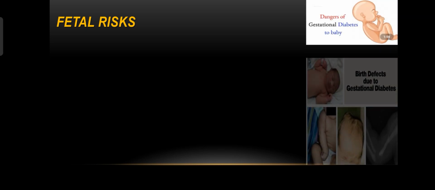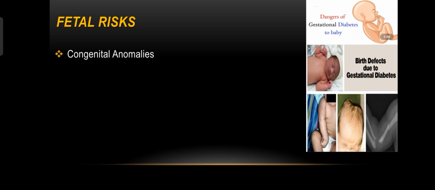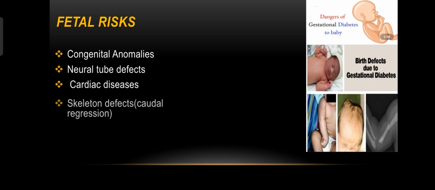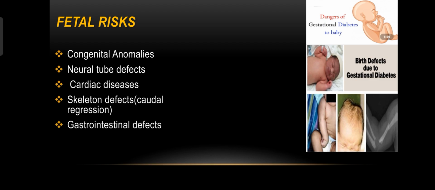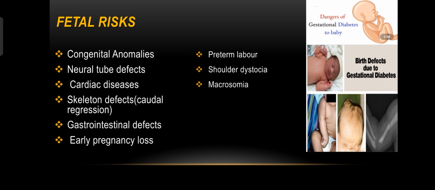What are the fetal risks? The most important and dangerous risk is congenital fetal anomalies including neural tube defects, cardiac defects, skeletal defects, and the specific anomaly known as caudal regression, while the most common anomalies are cardiac diseases, gastrointestinal defects, early pregnancy loss, preterm labor, shoulder dystocia, macrosomia, intrauterine growth restriction also known as IUGR, polyhydramnios, perinatal death.